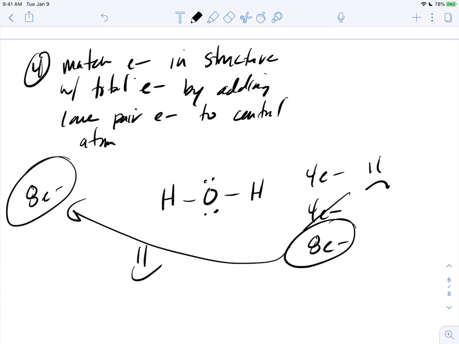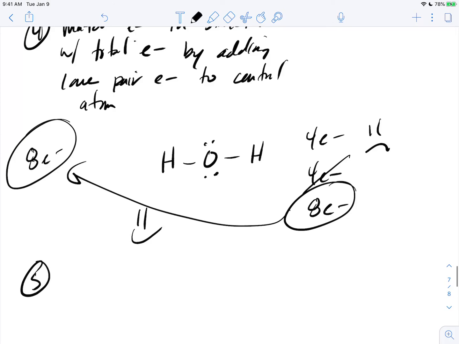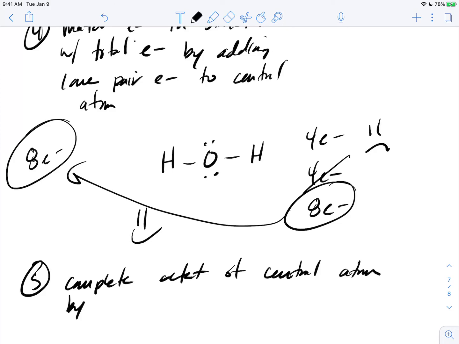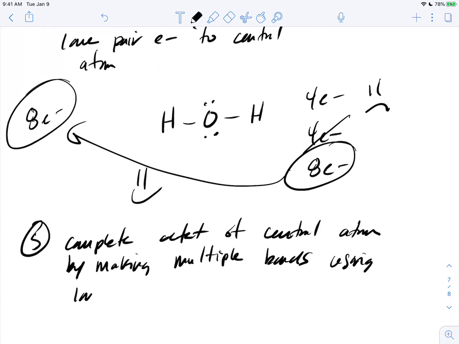And so if we've done that, if we have the right number of total atoms, now you need to make sure that the central atom has an octet. In some cases, it will not. You'll have the right number of atoms, but you will not have an octet. And we'll have examples of that in a sec. So the fifth is complete the octet of the central atom, in most cases, by making multiple bonds using lone pairs from outer atoms. And again, I'll show you an example of that.